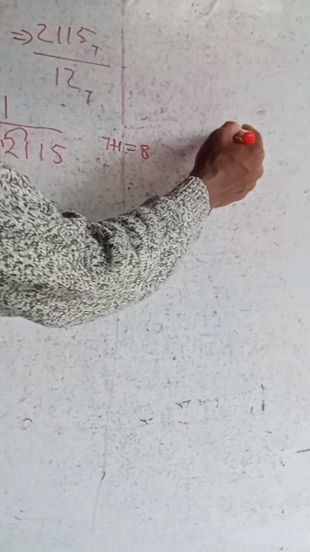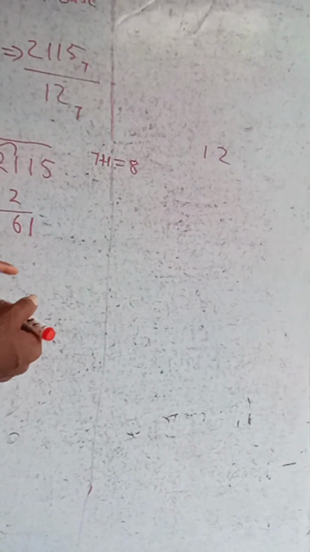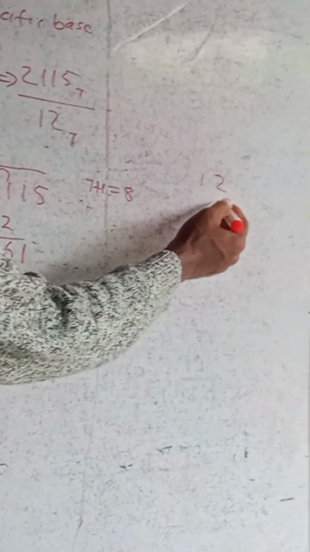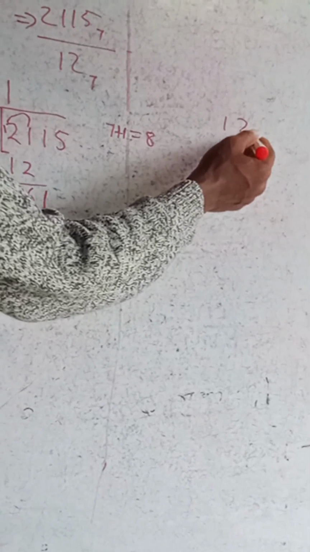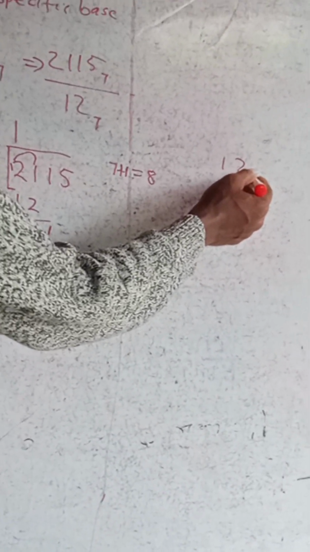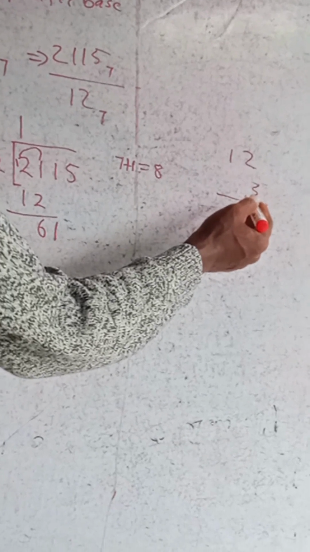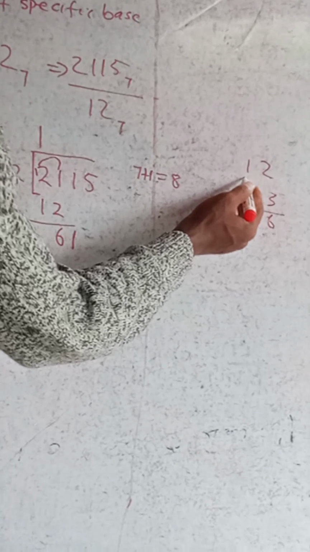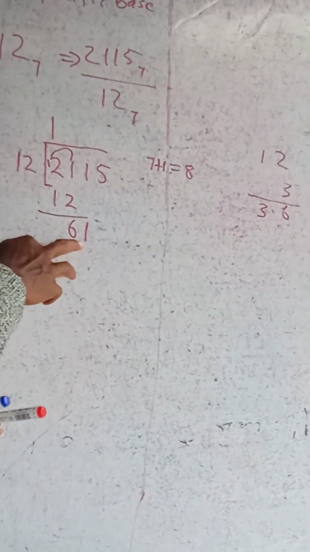Let's try. That's 12 times what is going to give us 61. That's the meaning: 12 times what is going to give us 61 under base 7. Let's try 3. 3 times 2 is 6, and 6 is less than 7. We can write it. 3 times 1 is 3. It's 36, and it's not up to 61.